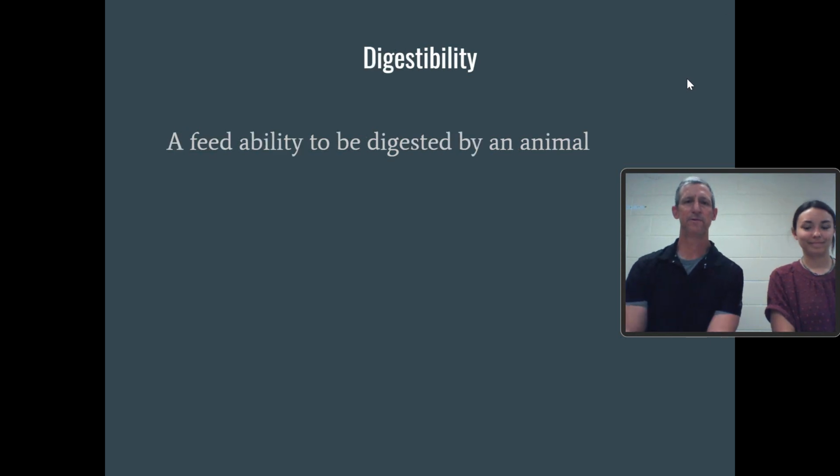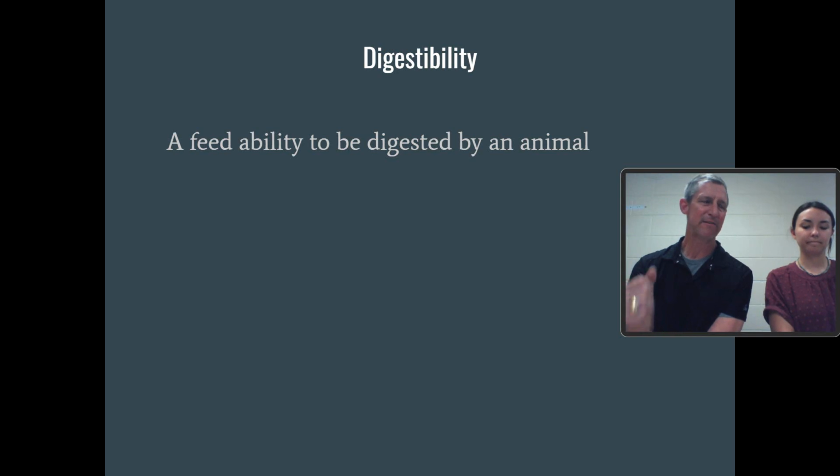Right. Next, we'll go to digestibility. When we learn about feeds, some feeds are digested better and easier by different animals. And so we'll give some examples here in a minute. But a feed's ability to be digested by an animal. So we'll talk about corn in cattle. If you feed a whole kernel corn to cattle, they can't digest it. I don't think pigs can either. And it's just going to kind of go right through them. Their digestive system can't break it down.